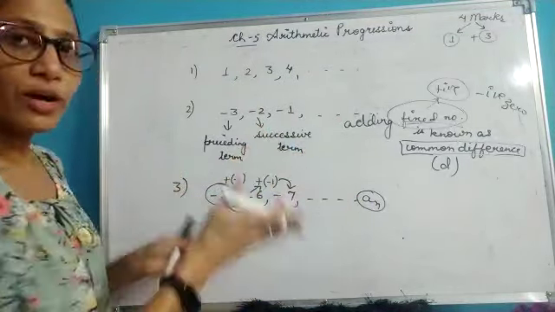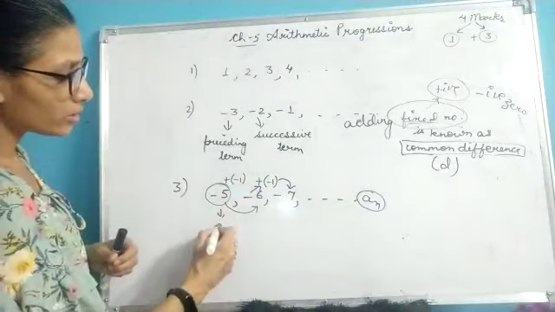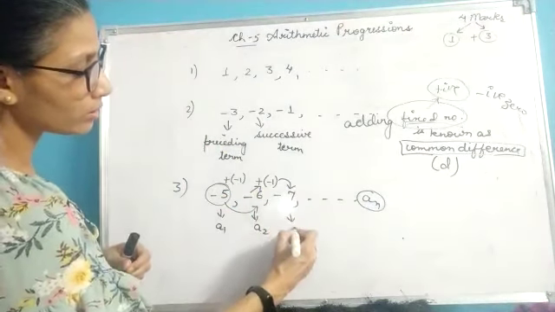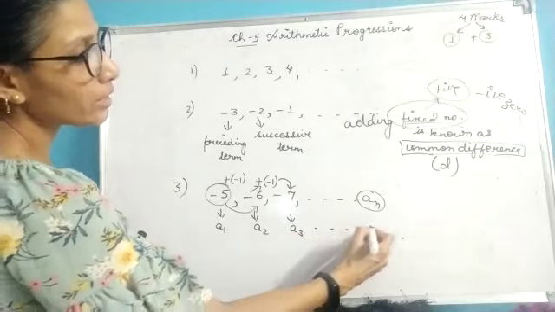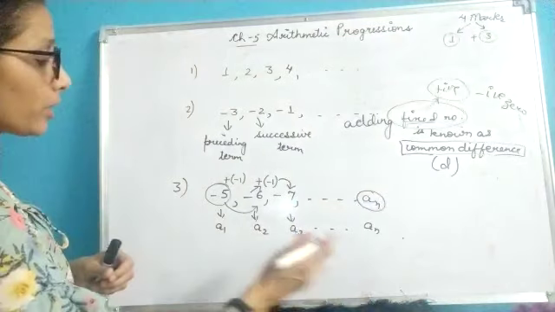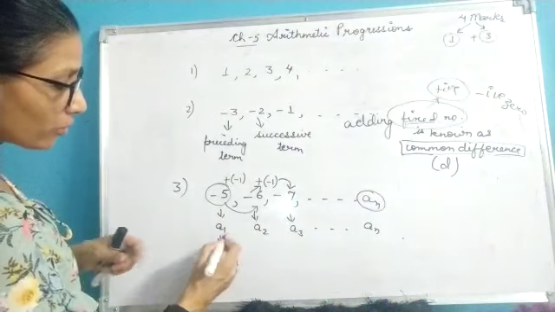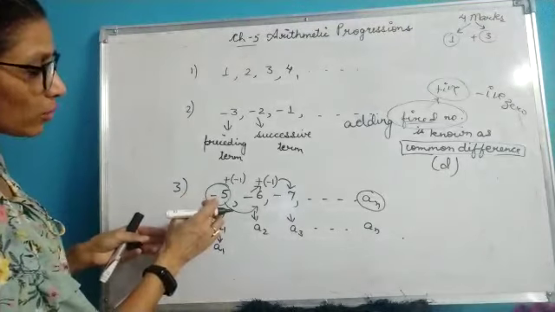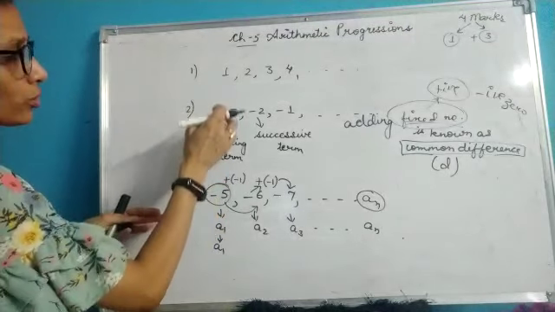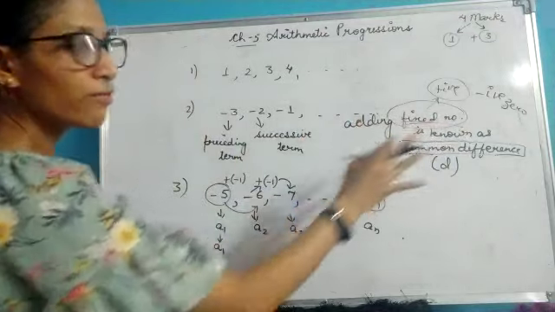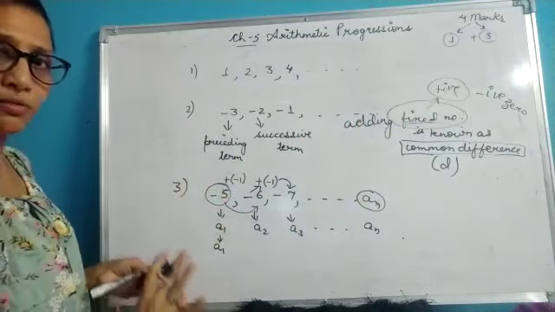So let's see how I can form the formula. Let's say this term is A1, this term is denoted by A2, this term is A3, and say this is my nth term which exists somewhere. So this A1 is your first term, which will always be written as it is, because I have not done anything with this first term. So your first term will not be added with any fixed number.